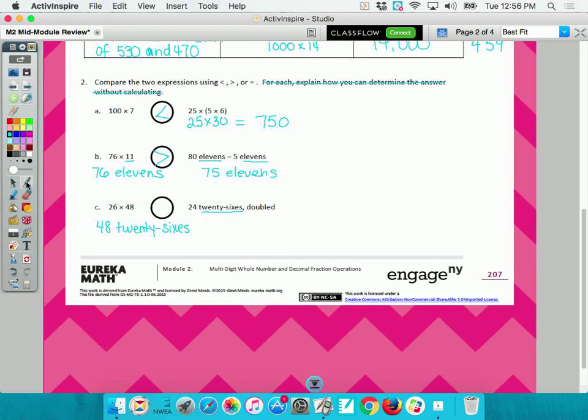Okay, now just look at it. Don't shout it out. So 48 26s and 24 26s doubled. Tobias, what do you think? They're equal. Why do you say they're equal? Because 24 plus 24 equals 48, and then you have the 26s equals 48 26s. Is he right? Yes. I was thinking 24 times 2, but it's actually easier to double it with an addition problem. So he's right, it's equal.